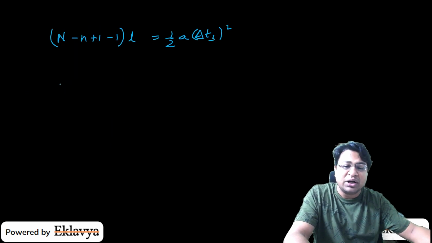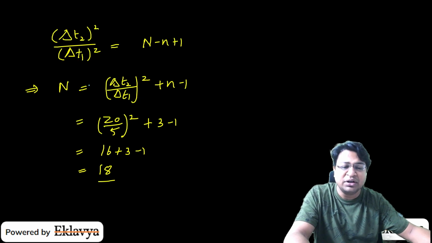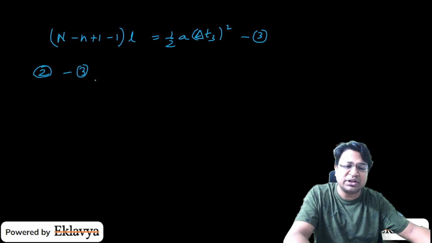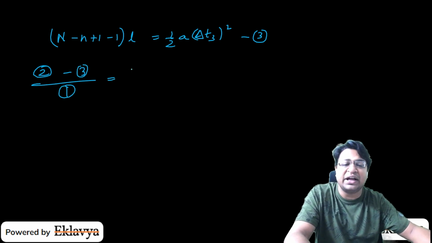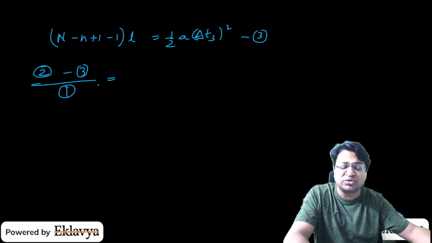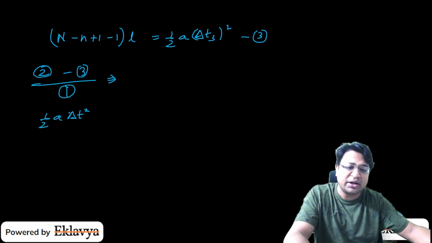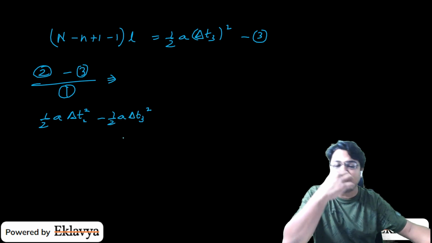So what do we do now? Let's name it as equation number three. So equation number two, which is this one, equation number two minus equation number three divided by equation number one will actually help us to get rid of half A and L. So equation number two minus three. So what I'm planning to do is half A T2 square minus half A T3 square. I'm managing the right hand side of these equations.